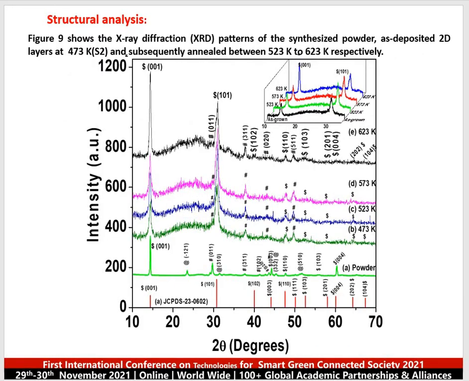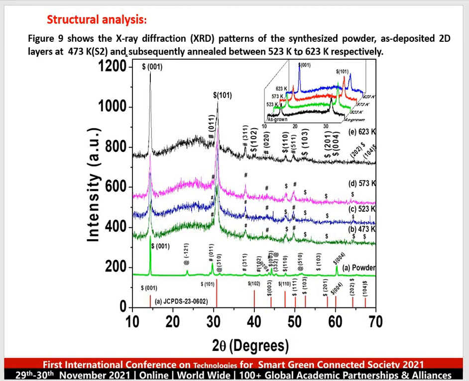In order to study the effect of annealing temperatures on the ground films, the films of S2 samples were annealed in the temperature range 523 Kelvin to 623 Kelvin. The patterns of the annealed films were found similar to that of the powder. However, the prominent SnSe2 peaks in these samples obtained along 101 and 001 oriented planes show variations in the intensity values corresponding to different annealing temperatures, as shown in figure 9. The magnified view of the prominent peaks is highlighted in the inset figure.